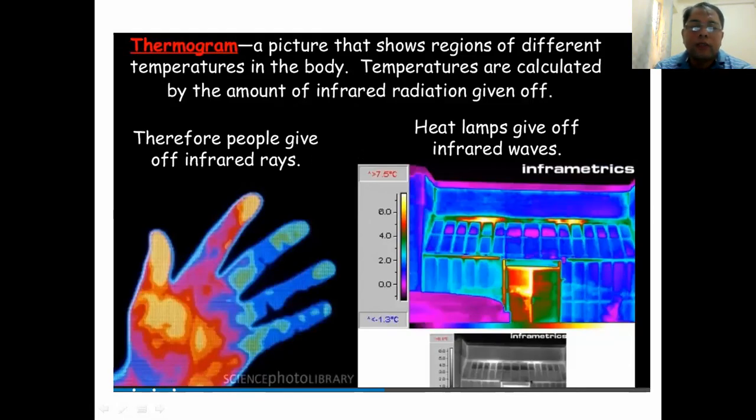Here's an imaging device, probably a thermogram. The word is thermogram. It's a picture that shows regions of different temperatures in the body. Temperatures are calculated by the amount of infrared radiation that is given off. Therefore, people give off infrared rays. So it is another way to know if there are living things still alive by determining the amount of heat that they give off. That's the concept of the thermogram.